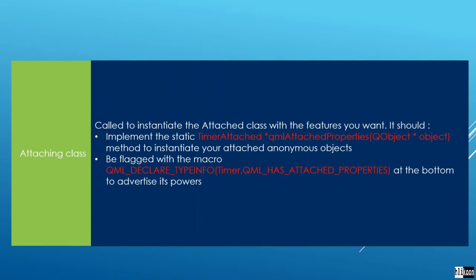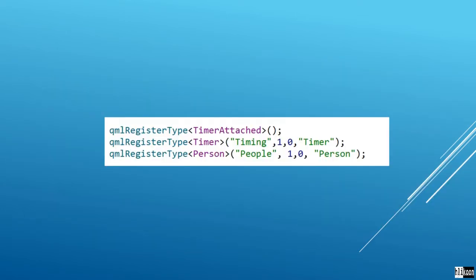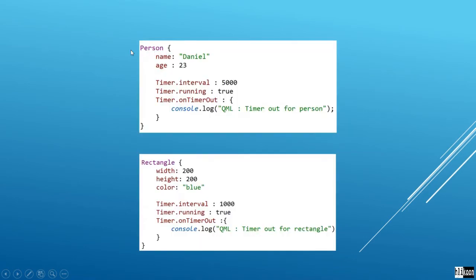Once you define this class, we can go in main and register our types. As we said, the attached class should never be visible in QML. That's why we register it to be uncreatable, as you see here. And we register the other classes that we're going to use in QML. Once you have this, you can create a Person object, which is a custom item that we defined. You can give it timing capabilities, and it's going to notify you whenever a timer times out. You can also add the same capabilities to a Rectangle, and it's going to work exactly the way we expect.